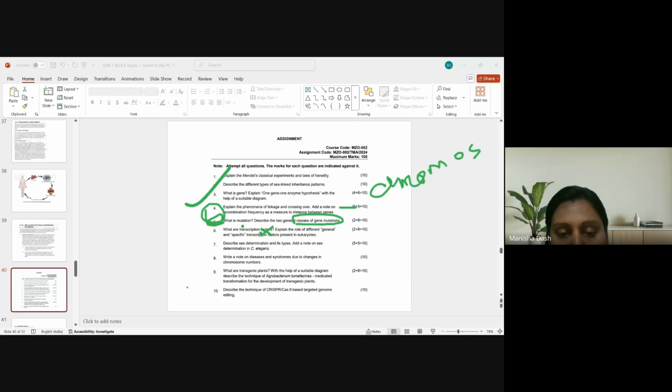Then this one could be an important question: development of transgenic plants, or even the insulin one. Someone was asking regarding the insulin. So the insulin question could also be important for this time.